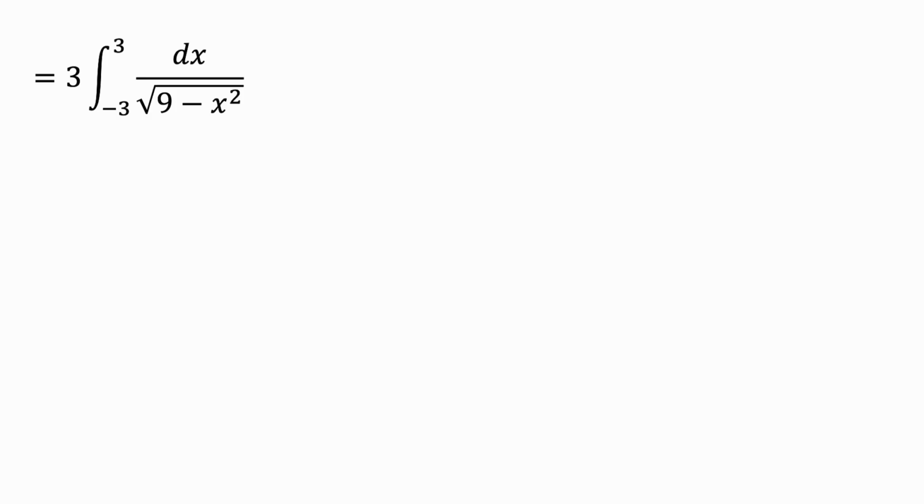You can say with your eyes closed that the integral of 1 over the square root of 9 minus x squared is arcsine of x over 3 with a coefficient of 3. Now we substitute the upper limit. It becomes arcsine of 1.